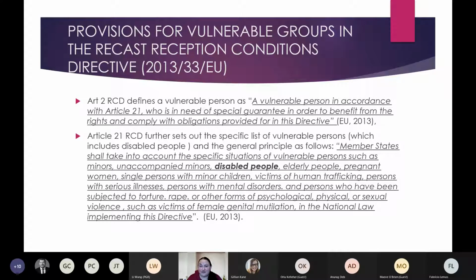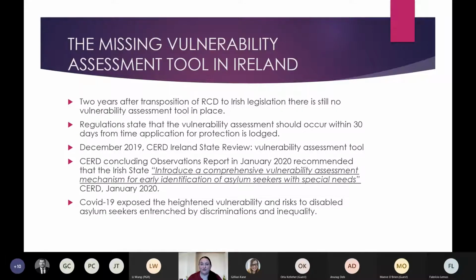And you can see I've highlighted disabled people there as one of those special vulnerable groups that requires access to a vulnerability assessment tool. So currently, 2 years after transposition of the RCD, unfortunately, there still is no vulnerability assessment tool that has been developed or implemented. The regulations state that a vulnerability assessment should occur or be available within 30 days of an international protection application being lodged.